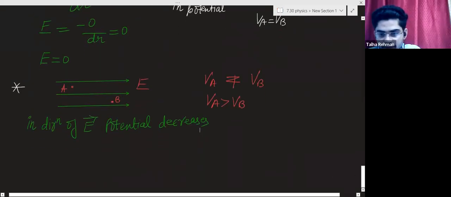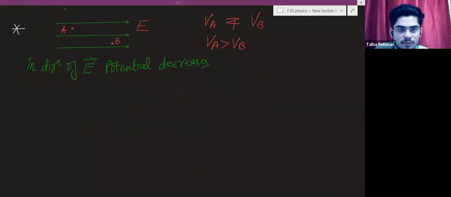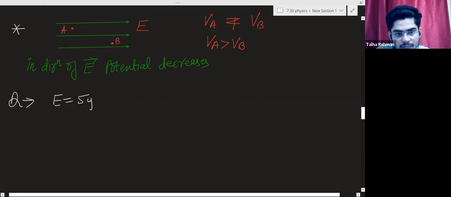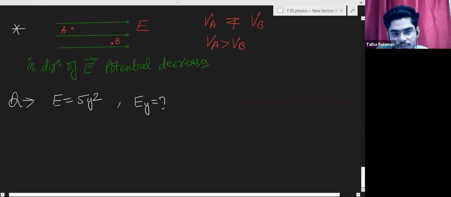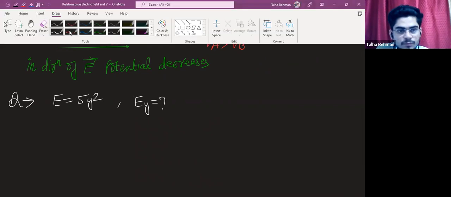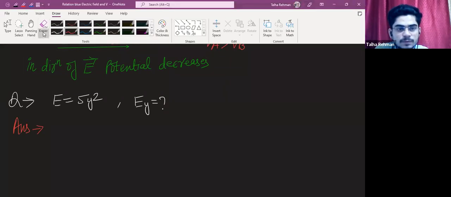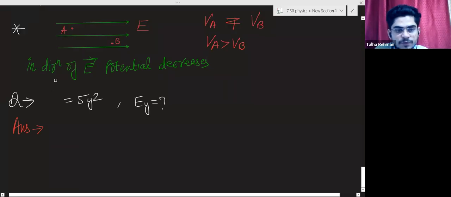And before that, we have one question. Like potential is given as V is equal to 5y square, and find the electric field. And we have the formula for this. Sorry, this should be V. Potential is given in terms of y.